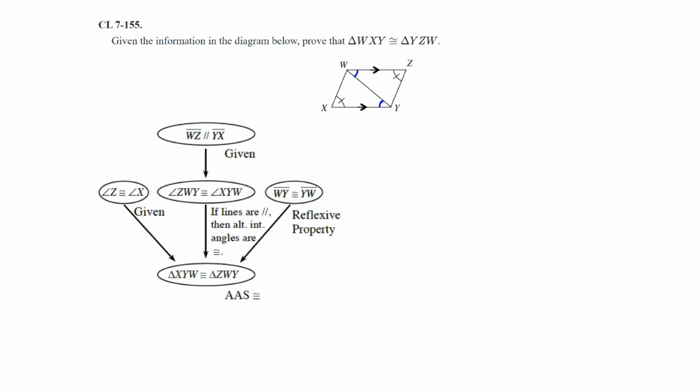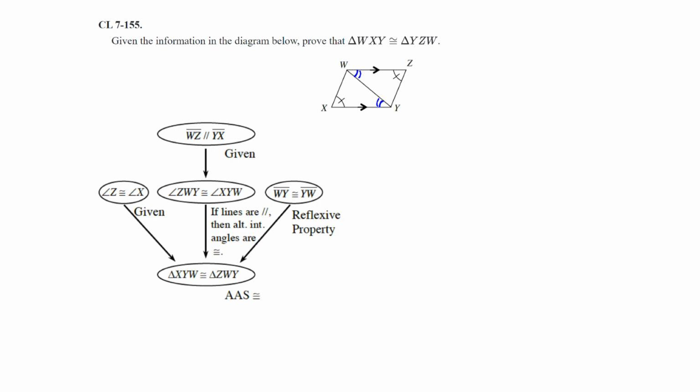so that would be those two, and that angle would be labeled ZWY, and then the other one would be labeled XYZ. So that's where that part comes from right here, and we know that because if lines are parallel, then alternate interior angles are congruent.